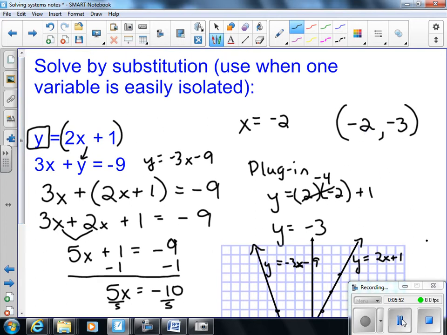Okay, let's kind of review then. What are the steps if you're going to use substitution? Isolate one of the variables. It doesn't necessarily have to be the y. It could be the x. If one's already isolated for you, I go with that one. Okay, then you're going to substitute in an amount for that isolated variable in the other equation. Solve for that variable, and then plug it in to find the coordinates for the opposite variable.